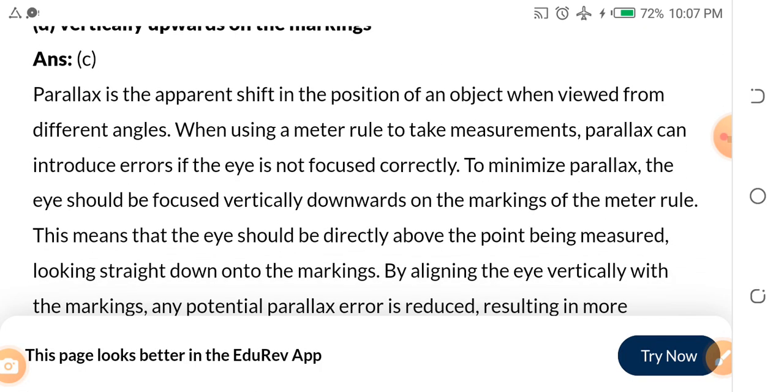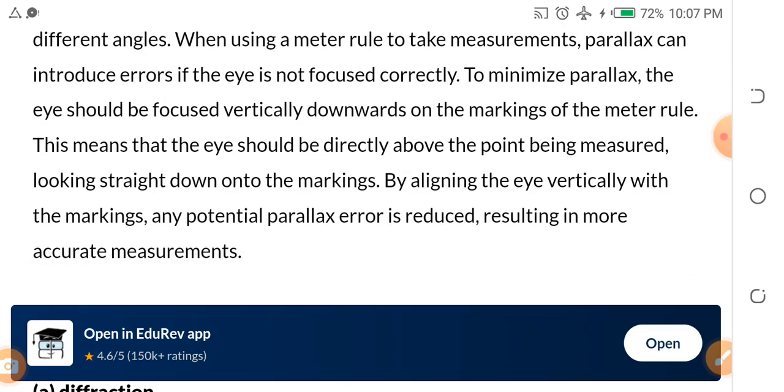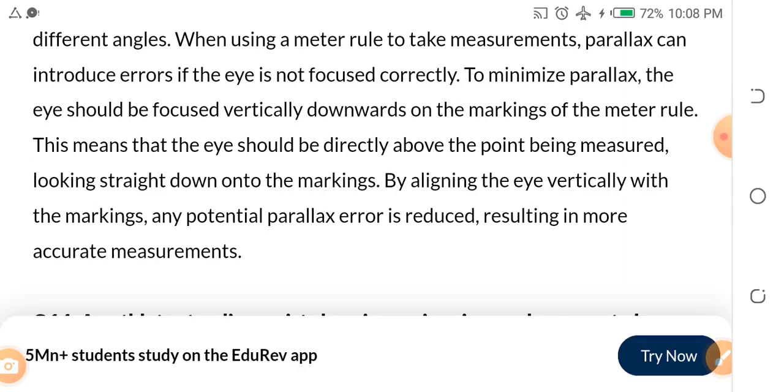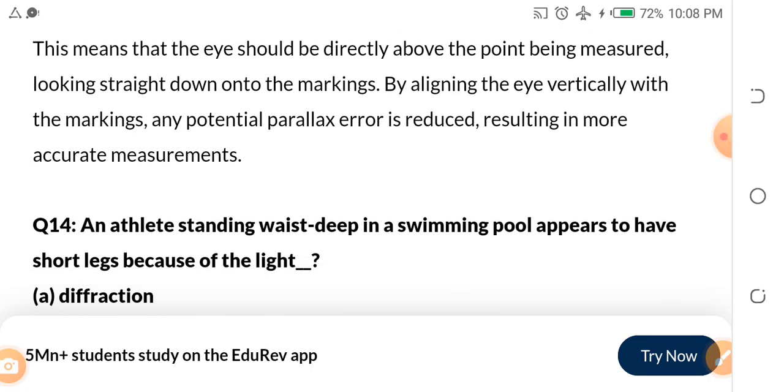Okay? Parallax is the apparent shift in the position of an object when viewed from different angles. When using a meter rule to take measurements, parallax can introduce error if the eye is not focused correctly. To minimize parallax, the eye should be focused vertically downwards on the marking of the meter rule. This means that the eye should be directly above the point being measured. Are you following? Looking straight down into the markings. By aligning the eye vertically with the markings, any potential parallax error is reduced, resulting in a more accurate measurement.